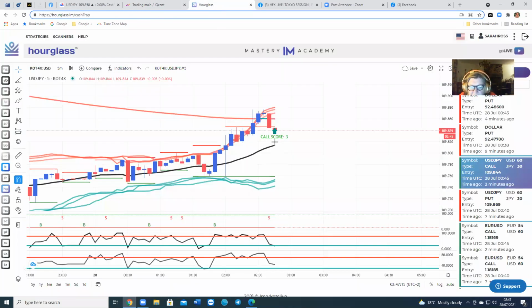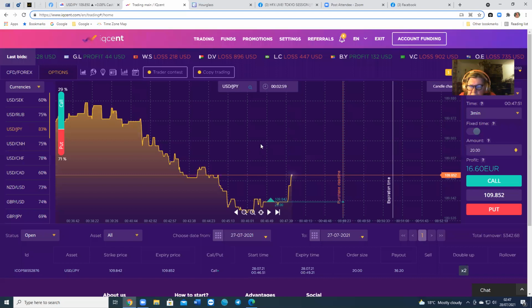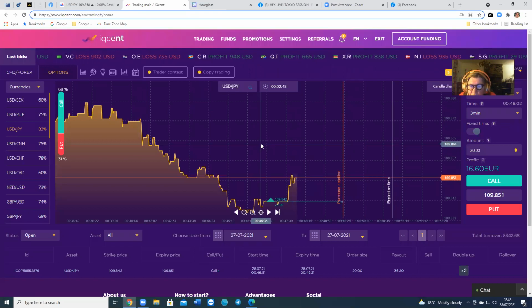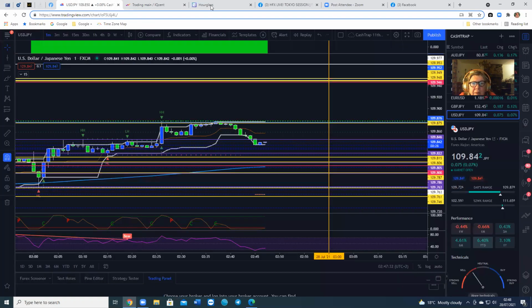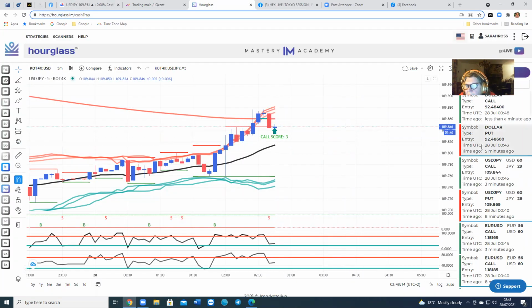Hourglass, call score of 3, 60 to 30, 5, 48, 1 minute to go. Hang on, hourglass, 846. It sticks, then it goes, but once this pair goes, you get a nice, good, solid candle move for your trade.